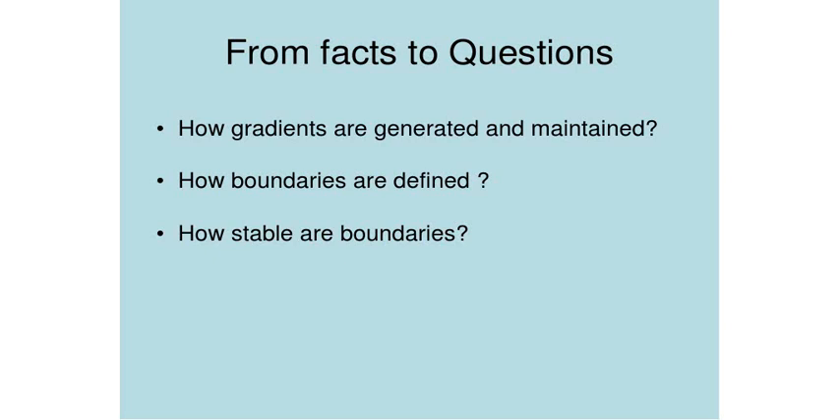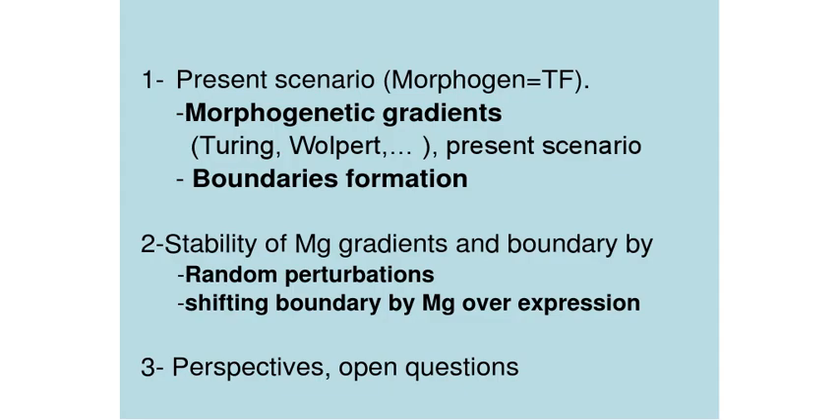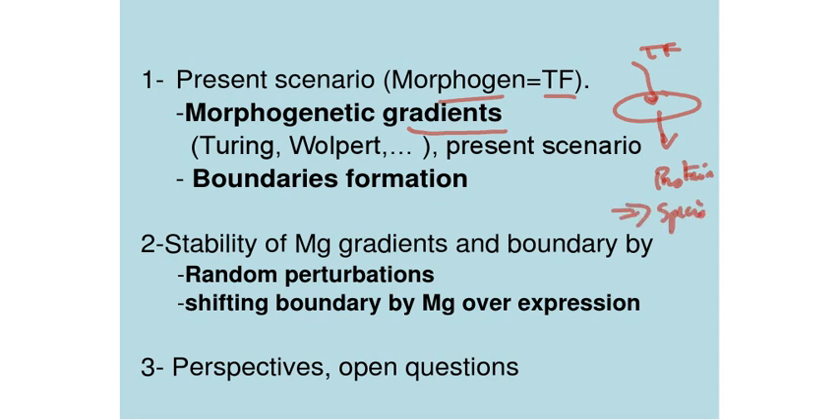So what are we going to be interested in here? How gradients are generated and maintained. We have briefly discussed this, how boundaries are defined and how stable the boundary is. We would like to address this question from a mathematical point of view. So morphogenetic gradient. The morphogen is a transcription factor. So this is a molecule that upon entering into the cells can activate a specific gene, and so you get the expression of a specific protein which allows the cell to become specialized.